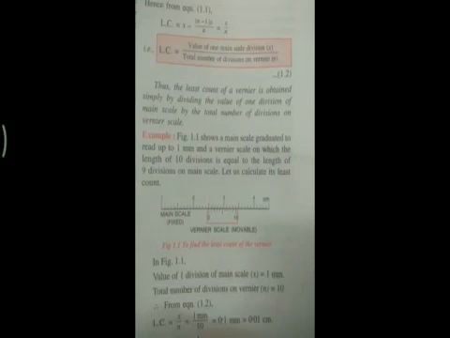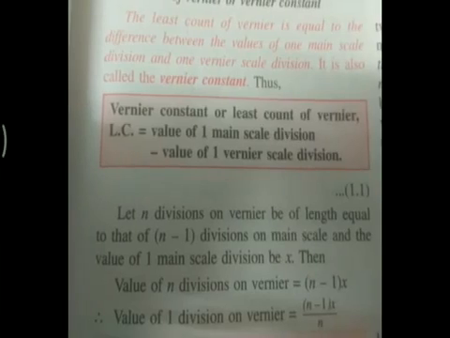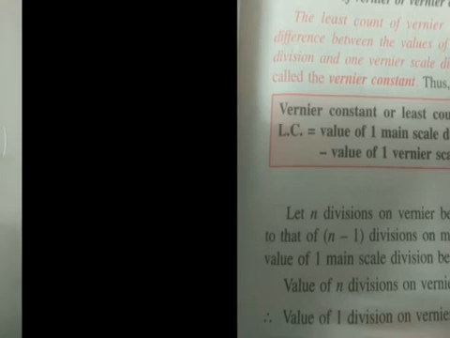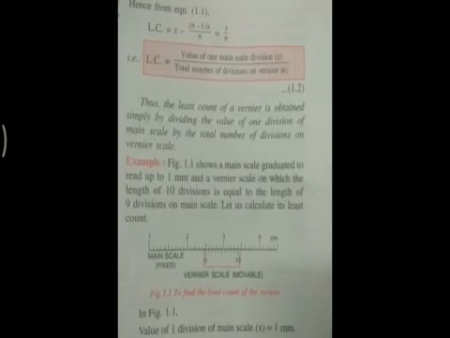So next, least count is what? Least count is the value of one main scale division, which is x, minus the value of one vernier scale division, which is n minus 1 into x upon n. So we just need to put the values over here and you will get the least count. When you solve that, you will get the least count is equal to x upon n.